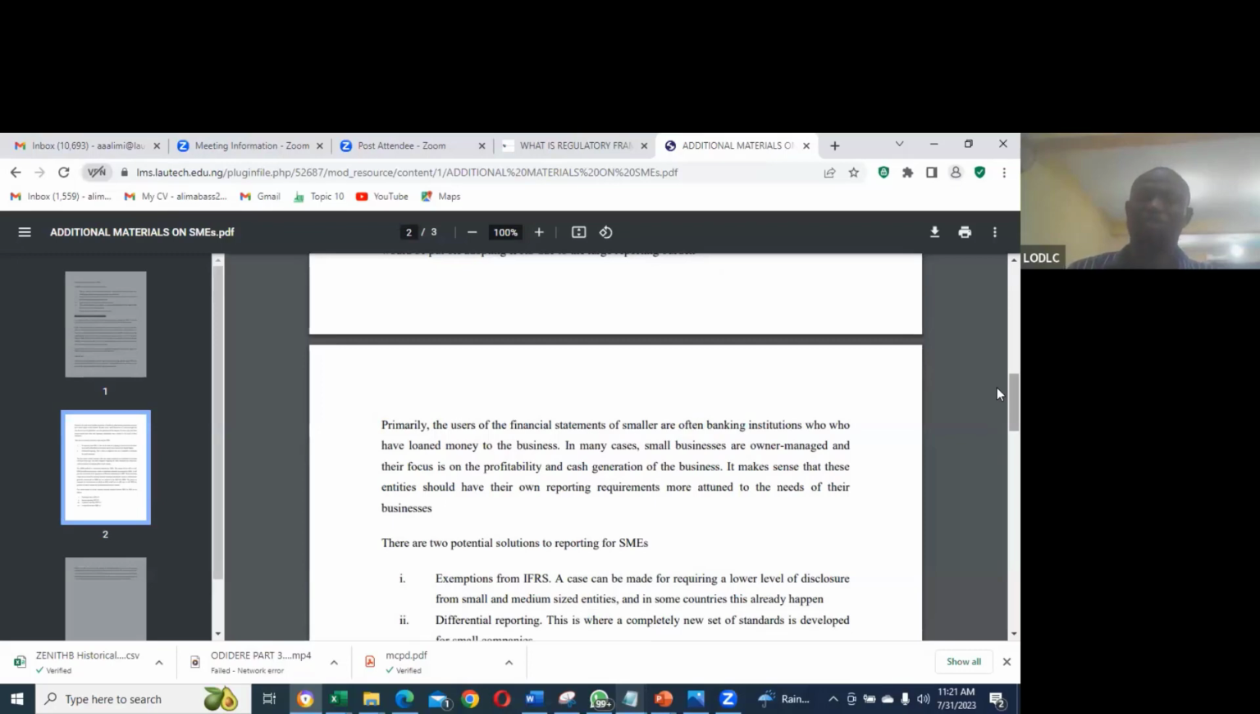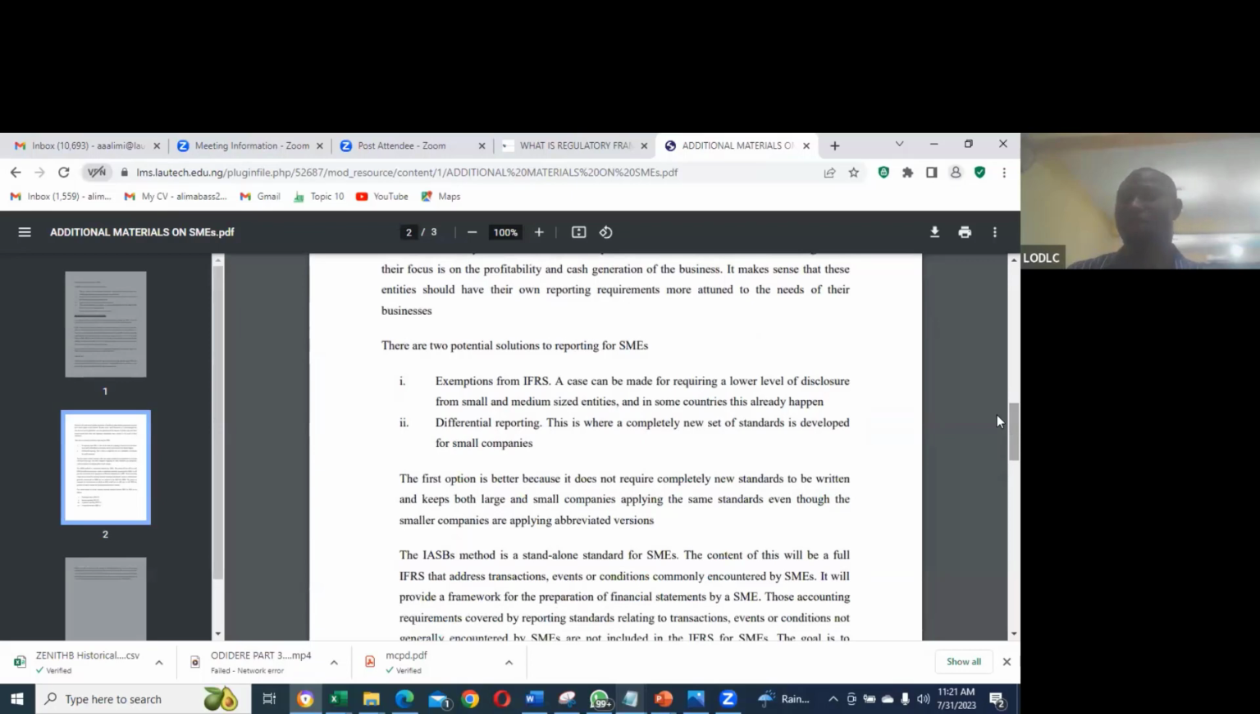So there are two potential solutions to reporting for SMEs. Number one, exemption from IFRS. They have to be excluded from IFRS, because there are so many things required of all these public or corporate organizations under IFRS. If you say you want the same compliance from SMEs, that may be a problem. So a case can be made for requiring a lower level of disclosure from small and medium-sized entities. And in some countries, this has already happened.